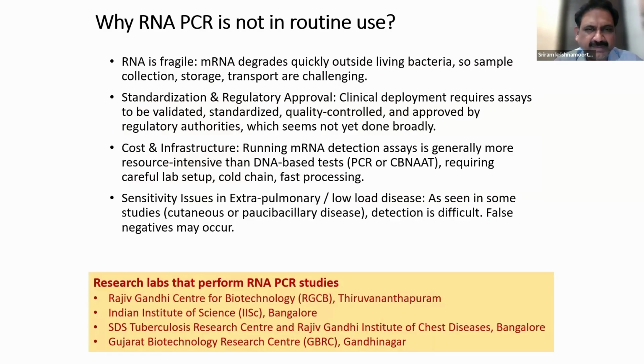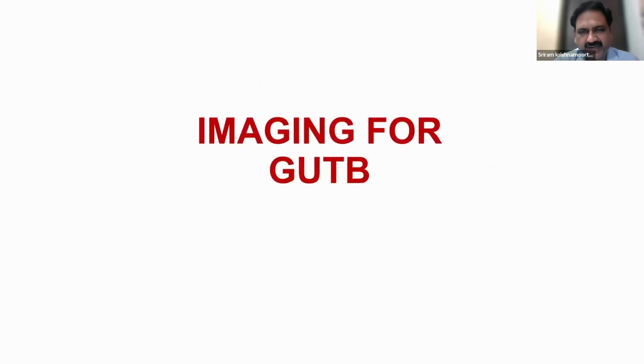And the reason this RNA PCR is not being routinely used is because RNA is a very fragile one, and it degrades very quickly outside the living bacteria. So collecting the sample, storing it, transporting it, and then analyzing it and reporting it can be extremely challenging. On the other hand, DNA is much more stable. It will remain stable for a longer period of time, so that the reporting will be a lot easier for DNA PCR than for the RNA PCR. That is the reason why this RNA PCR has not gained much popularity.